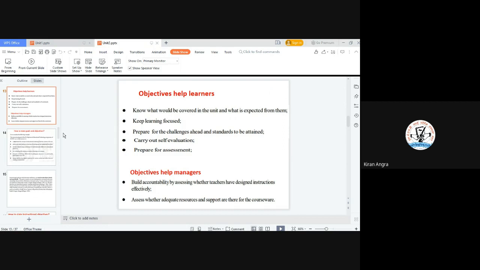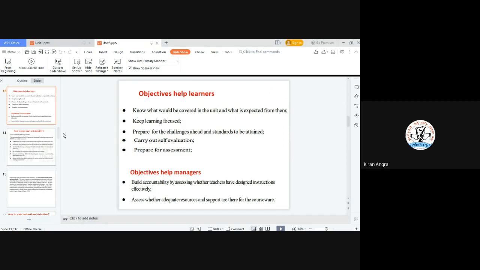How do the objectives help the learner to know what would be covered in the unit and what is expected from them? Keep learning focused. Prepare for the challenges ahead and the standard to be attained, because they will clearly explain what learning outcomes they are expecting. Carry out their self-assessment, because there are some assessment activities and feedbacks.